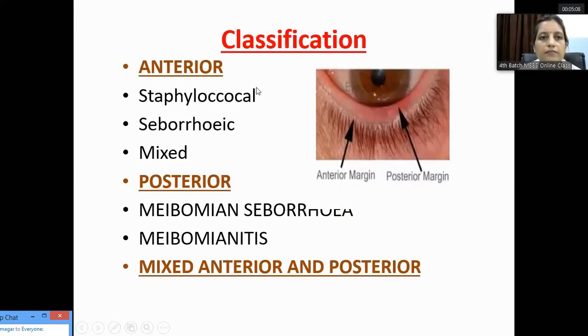So anterior blepharitis is the staphylococcal type and posterior blepharitis is meibomian seborrhea and meibomianitis, or anterior blepharitis staphylococcal, seborrheic or mixed type. You see this picture, it will be clear to you where the anterior blepharitis and posterior blepharitis are. In chronic conditions, you can have a mix, sometimes a mixed type of blepharitis also.